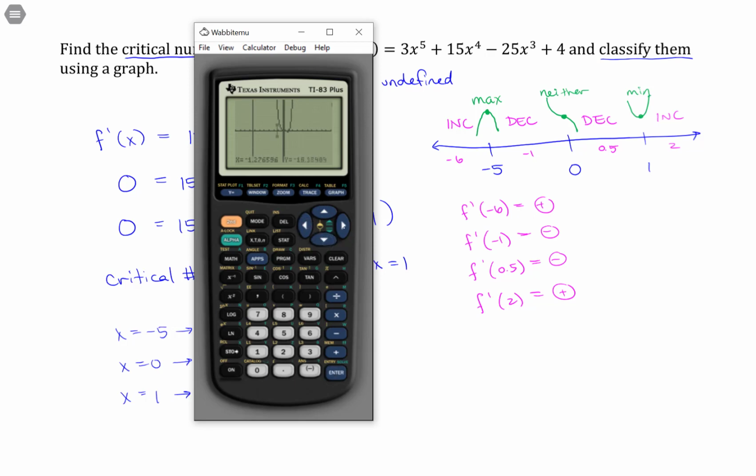A zoom box, you just kind of pick a rectangle that you want to particularly zoom in on so you can see a better picture of just that part. All right, so there you can see it. So here, the graph is coming down, and then it flattens out, but then it starts decreasing again. So it doesn't change to increasing. So that's why we have neither a maximum or a minimum.